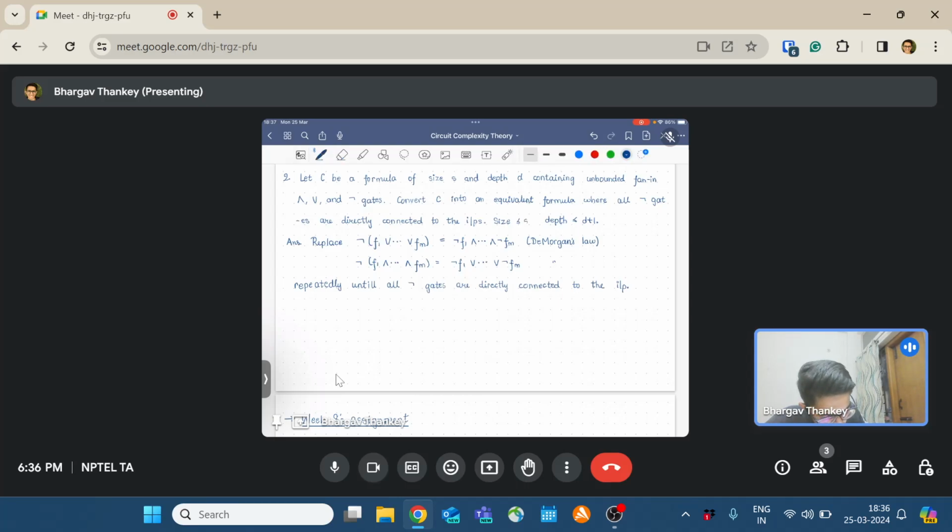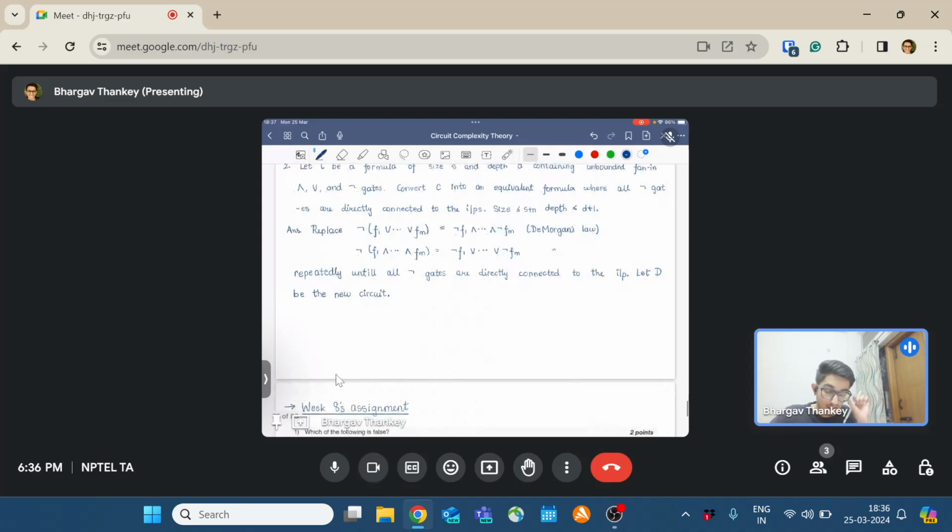I think I should write S plus N over here. Yes, so this is what we are doing. And now after this process is complete, let the new circuit be D. Note that it's still a formula, right? Because pick any AND or OR gate. If earlier its output was feeding into a NOT gate, now it's feeding into some other AND or OR gate. So while the gate it's feeding into changes, the fan out doesn't change. So D is still a formula.